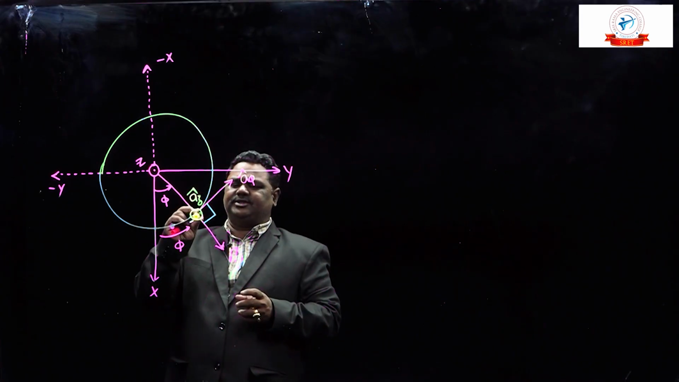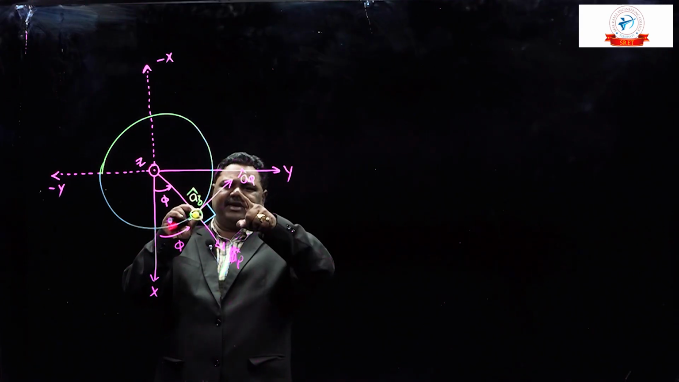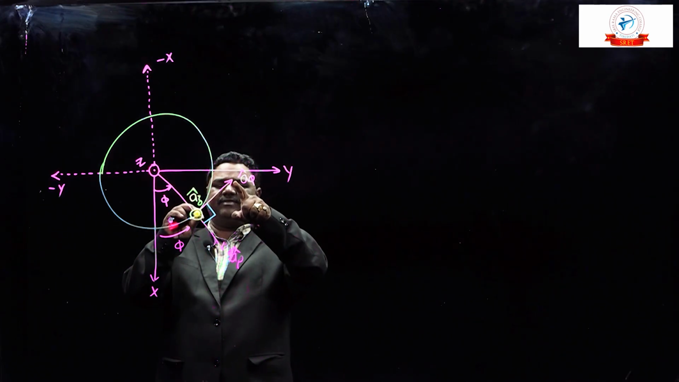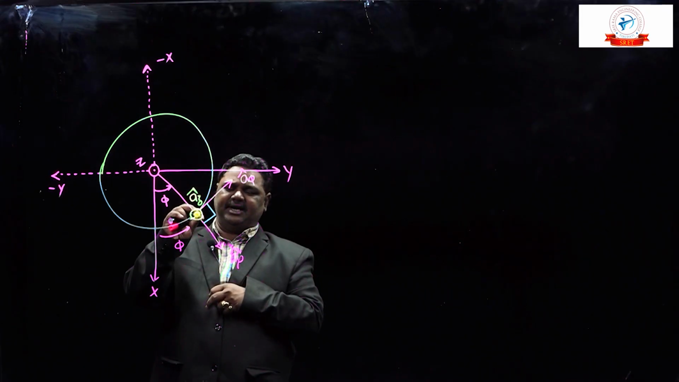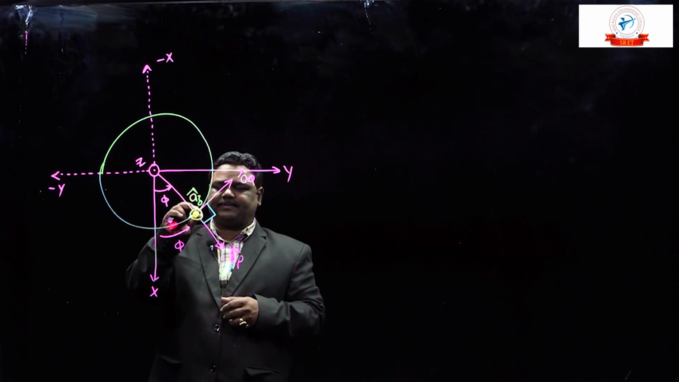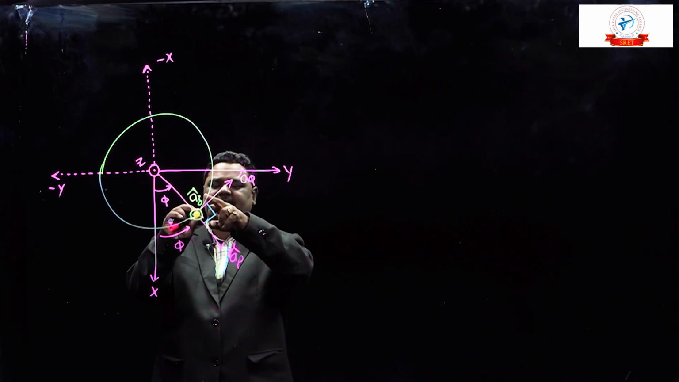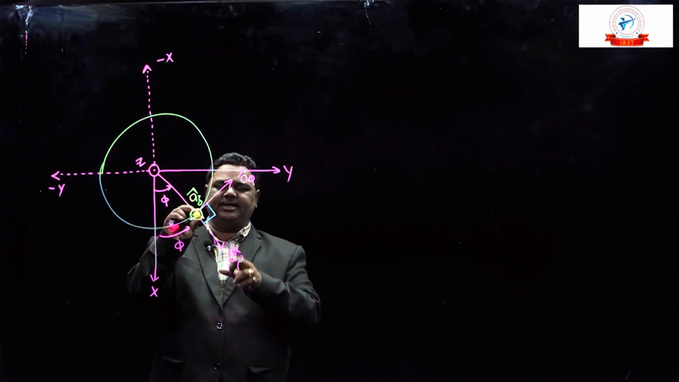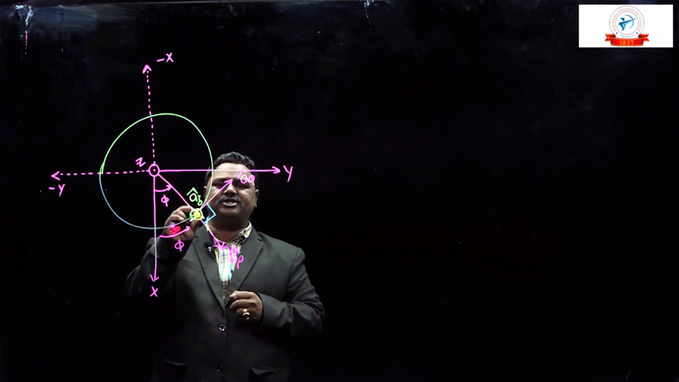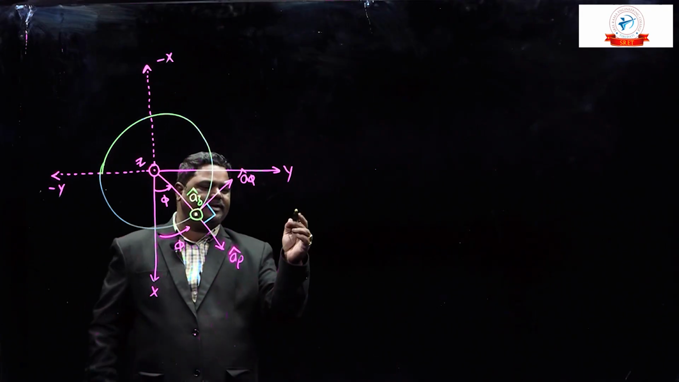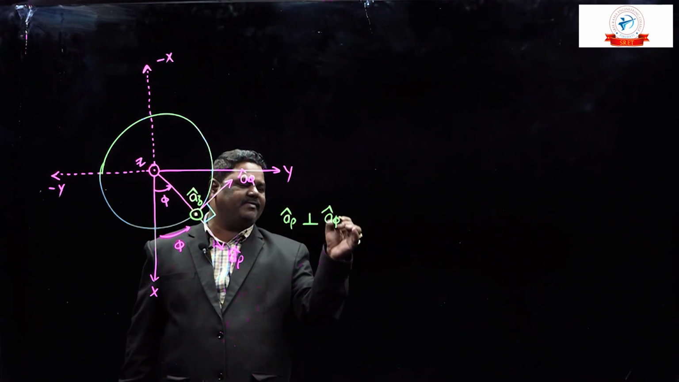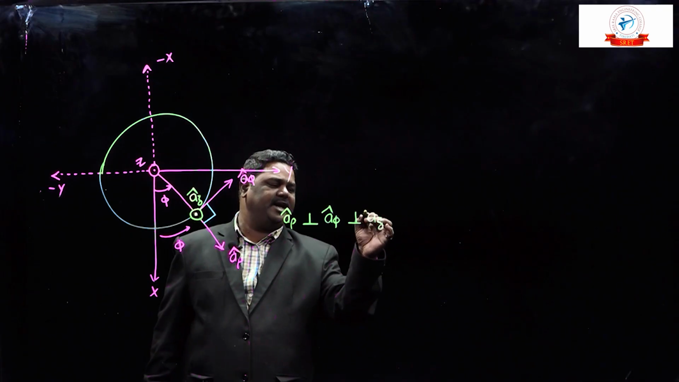Now just observe this one. What is the angle between az cap and aφ cap? aφ cap is on the board. az cap is perpendicular to the board. So the angle between aφ cap and az cap is 90. Similarly, the angle between aρ cap and az cap is also 90. So that means aρ cap, aφ cap, az cap, these three are mutually perpendicular, mutually orthogonal at any point. So aρ cap is perpendicular to aφ cap and is perpendicular to az cap.